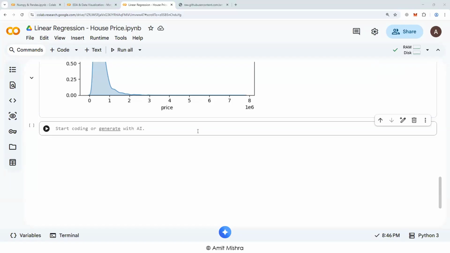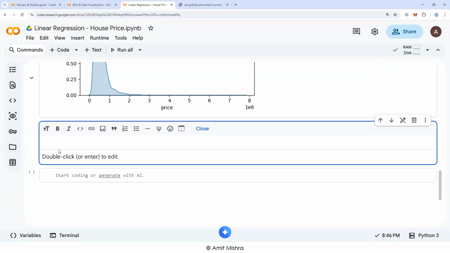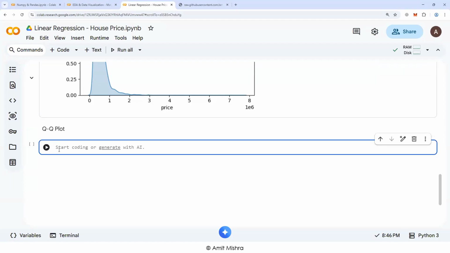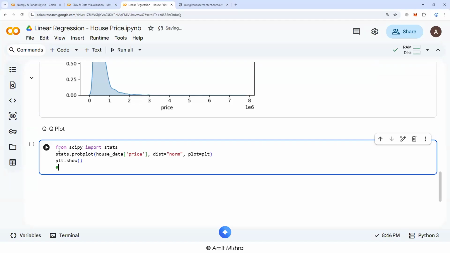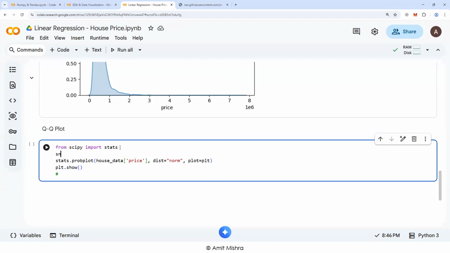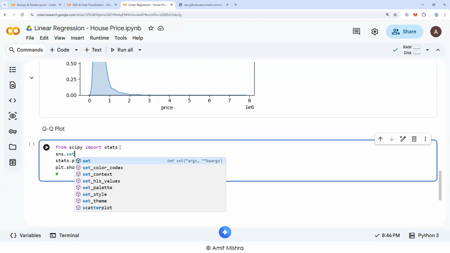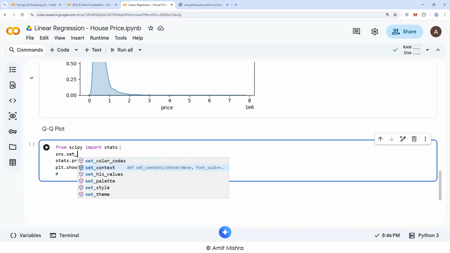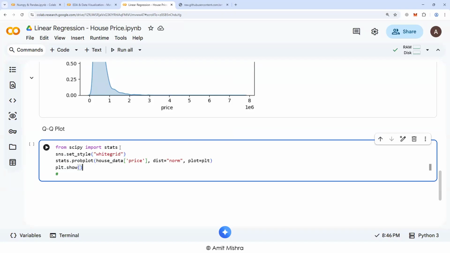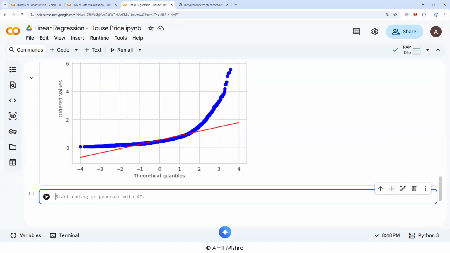Now, is it normally distributed? Let's test it. We will go for the QQ plot, or you can also call it a quantile plot. We start with SciPy, and here goes stats dot probplot. And let me also set some style: sns dot set underscore style white grid, and we just give plt dot show.